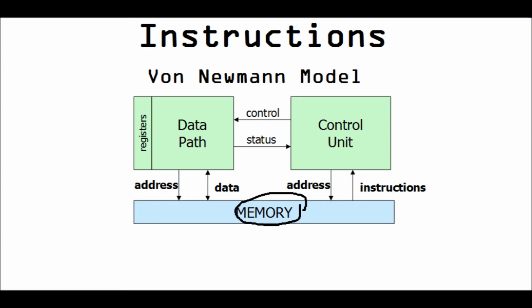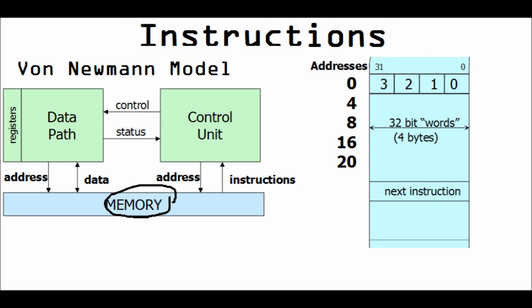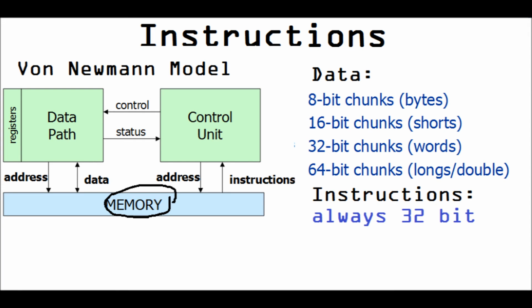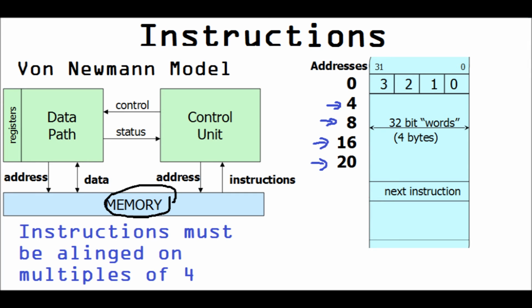Alright, let's talk about the main memory for a bit. The main memory in the architecture that we are studying, which is MIPS architecture, is 32 bits wide, which means for each data address, 32 bits can be stored at that address. And so data can be stored in 8-bit, 16-bit, 32-bit, and 64-bit chunks. However, the 64-bit chunks need to be stored in 2 different addresses. Instructions, on the other hand, are always 32 bits, which is the exact width of the memory. And they are always aligned on multiples of 4 in the addresses.